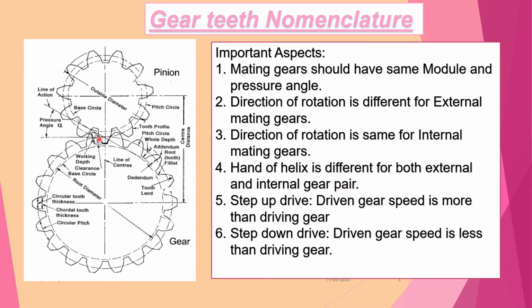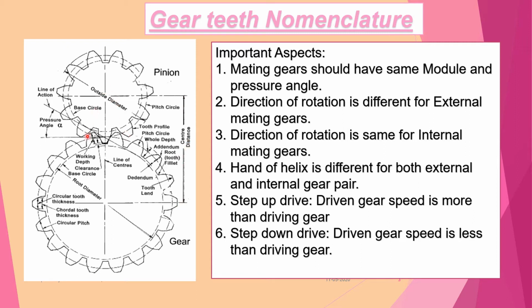Then we see the slide here. We have got a smaller gear and a bigger gear. This smaller gear is always known as the pinion. The bigger gear is always known as the gear. The distance between the center of the pinion and the center of the gear is called the center distance.